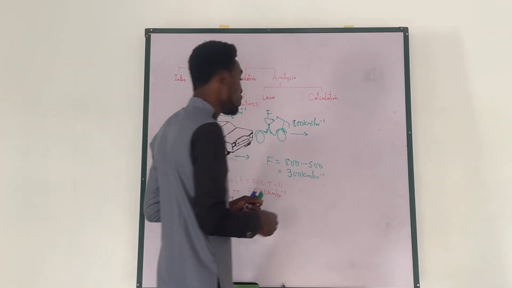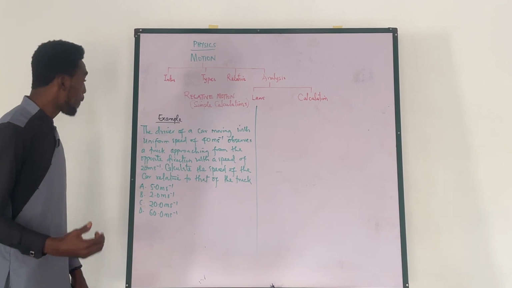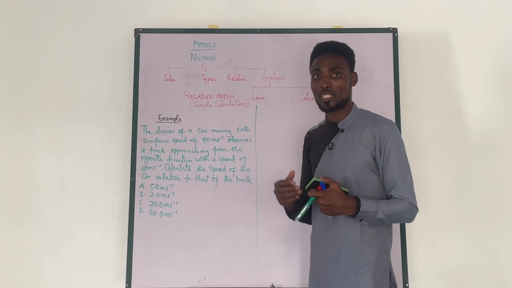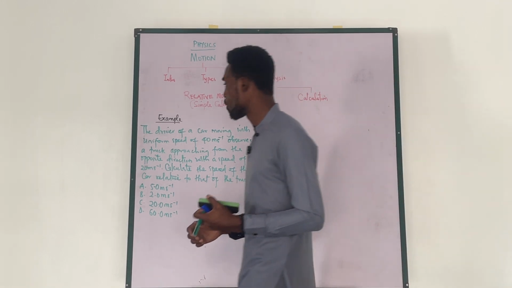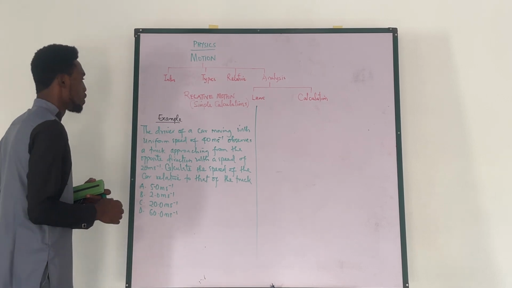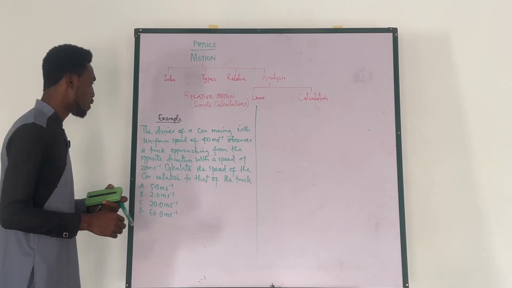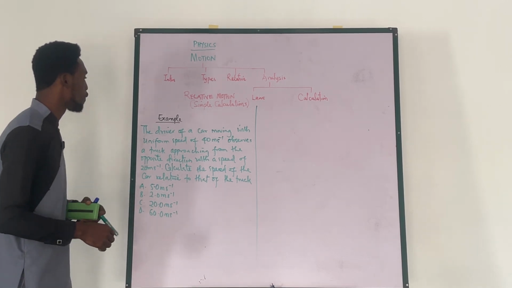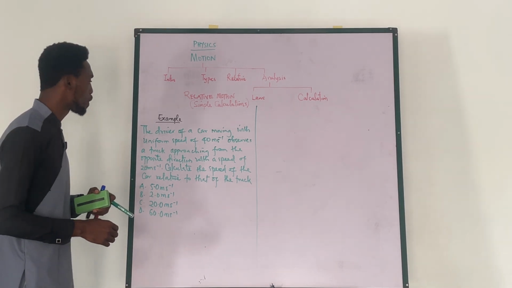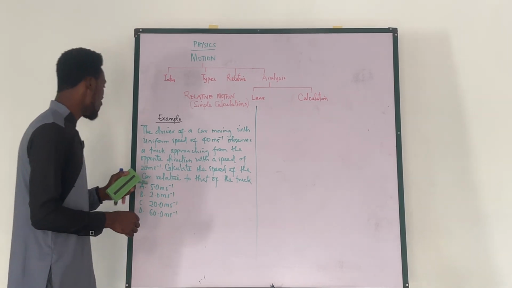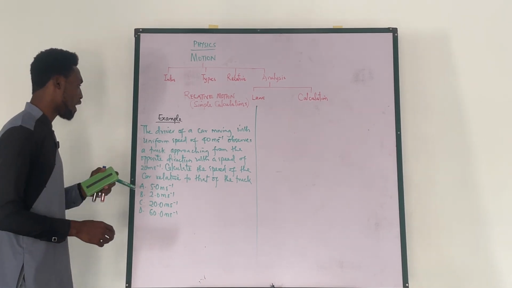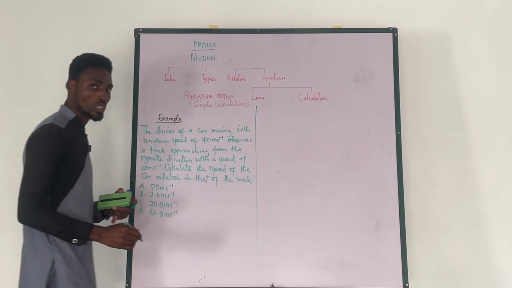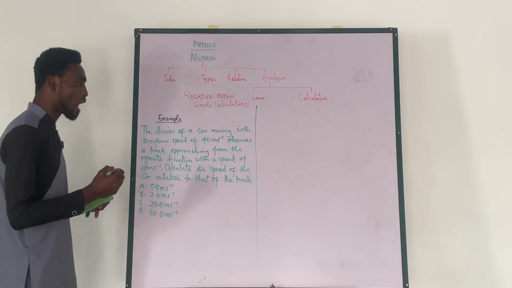So let's try an example. All right, just to drive home the points clearly, because some might not have gotten it so well, I decided to come up with an example. Here's, I guess, a JAMB question, where we are told to find the speed of a car relative to another vehicle. Now, let's see the question. The driver of a car moving with a uniform speed of 40 meters per second observes a truck approaching from the opposite direction with a speed of 20 meters per second. Calculate the speed of the car relative to that of the truck. Let's see how we would unravel this.